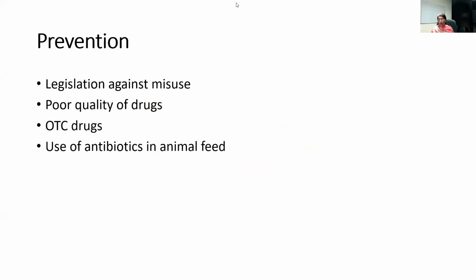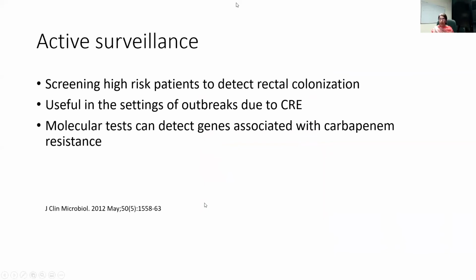And apart from the measures we can take in the healthcare setting, there are some other things needed to reduce antimicrobial resistance, and this is legislation against drug misuse, poor quality of drugs, over-the-counter availability of drugs, and the use of antibiotics in animal feed. All these factors also have to be taken care of if we have to reduce antimicrobial resistance.